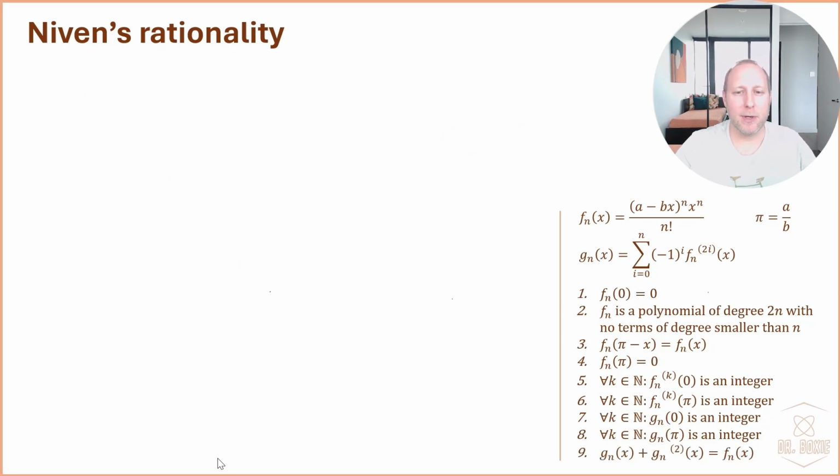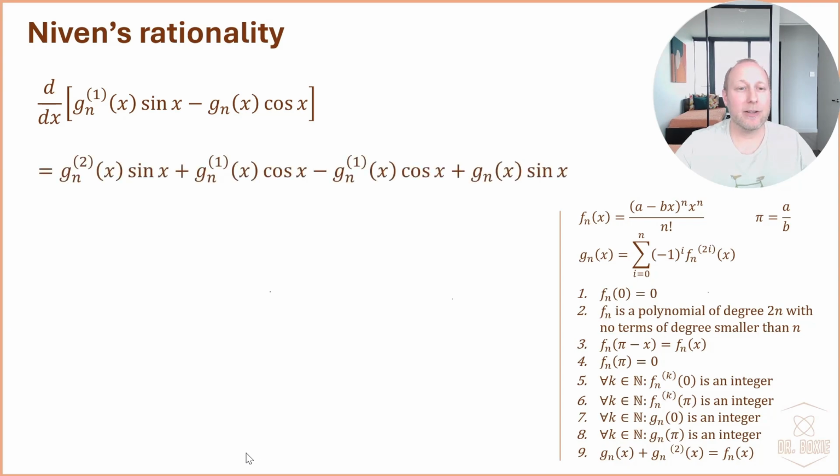Now, how can we use all of this to prove that the integral of fn multiplied with sine of x between 0 and pi is itself an integer? Well, if we look at the derivative of this expression here, what do we get? Well, this is a sum of two products, and so if we take its derivative, we will get four terms. The first term will be the second derivative of g multiplied with sine. The second term will be the first derivative of g multiplied with the derivative of sine, which is cosine.